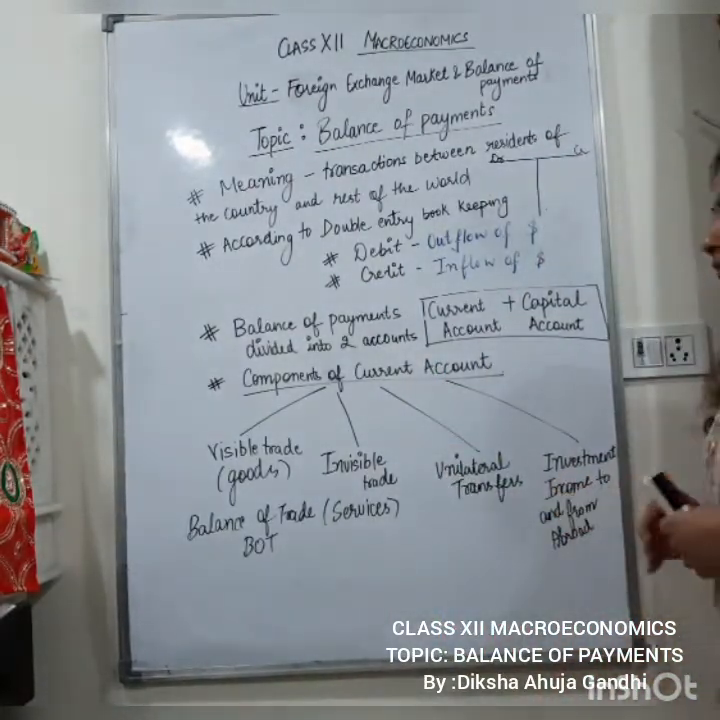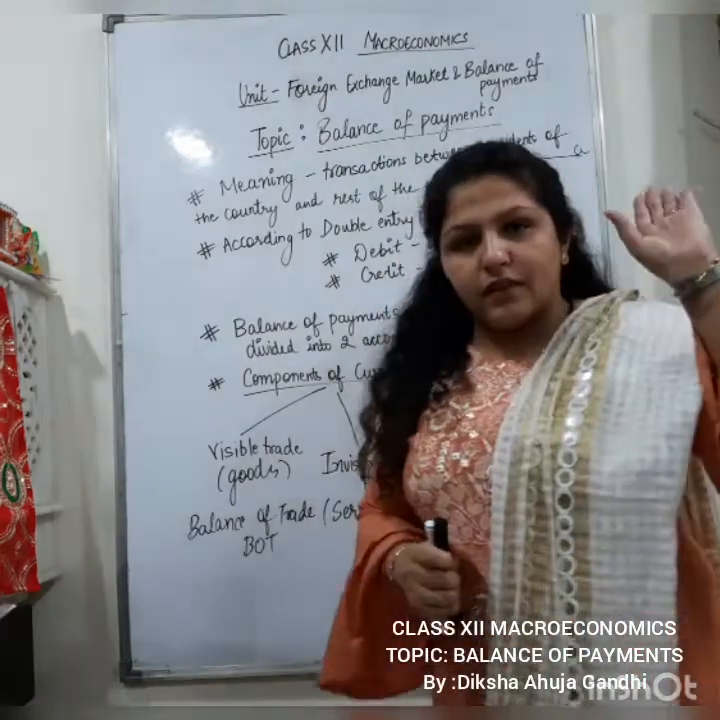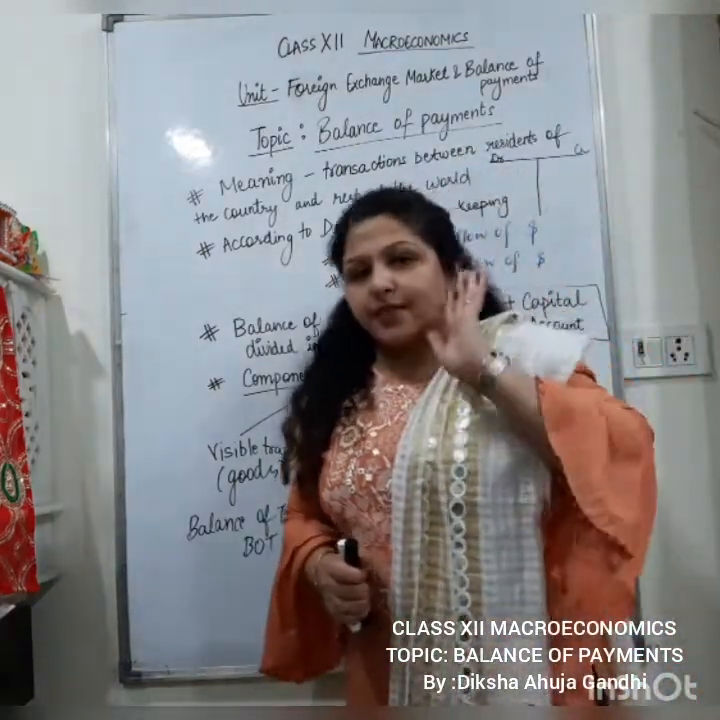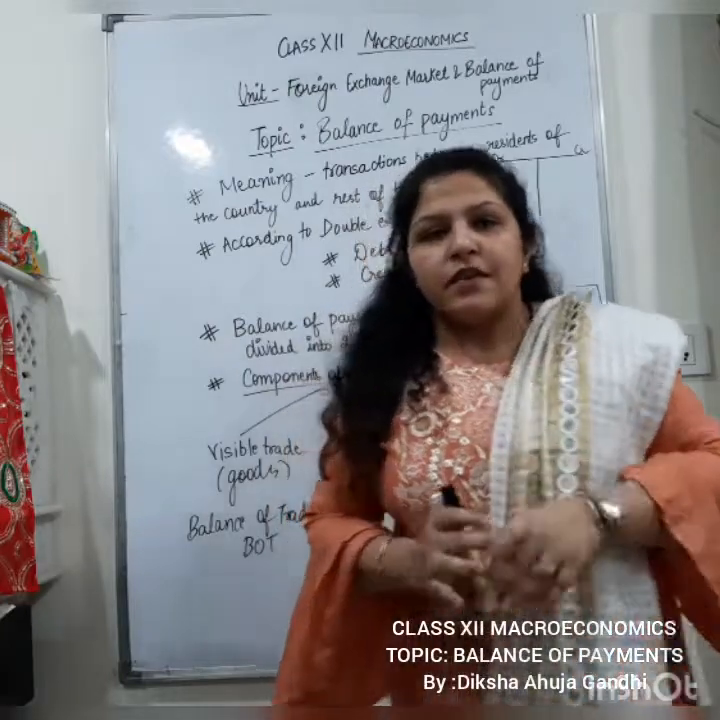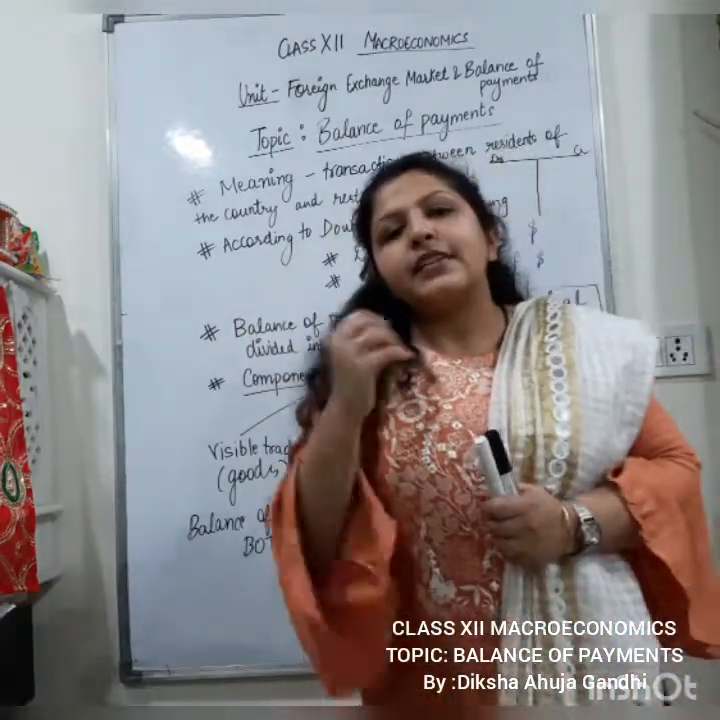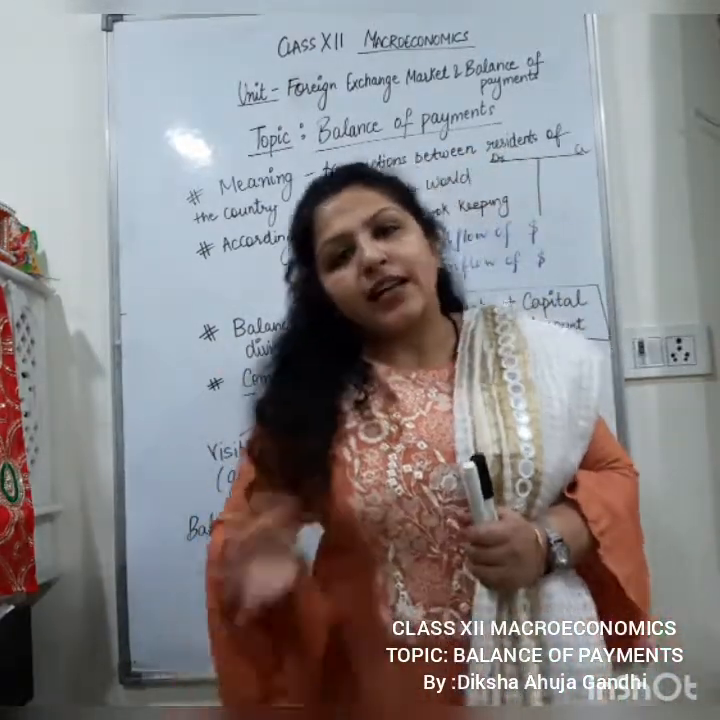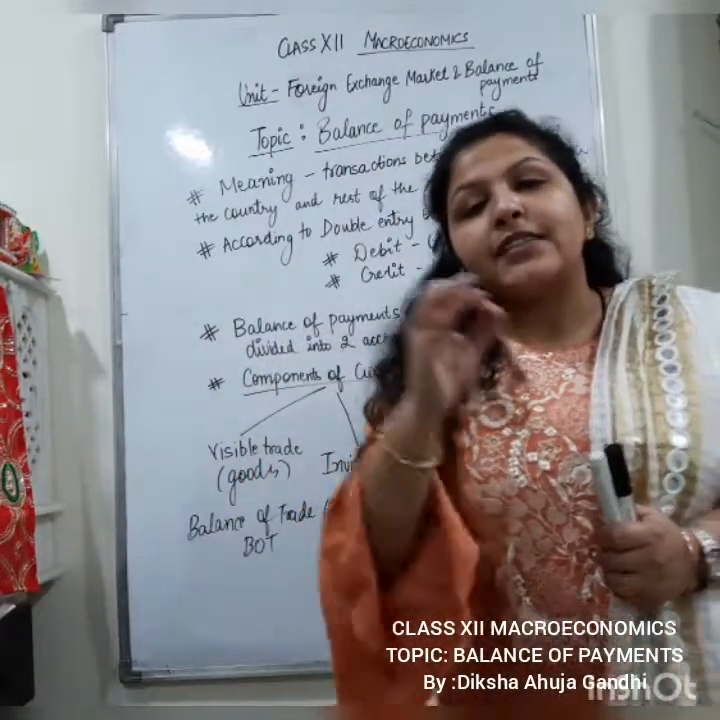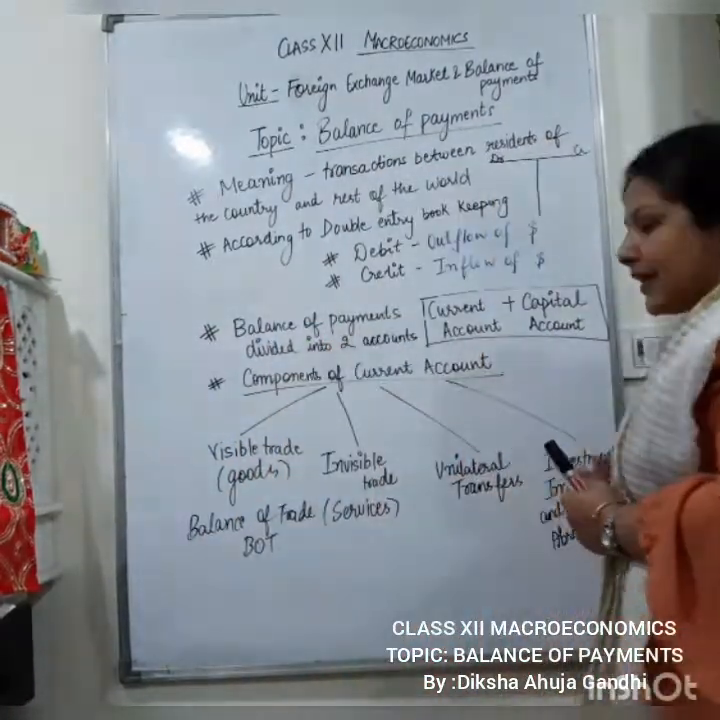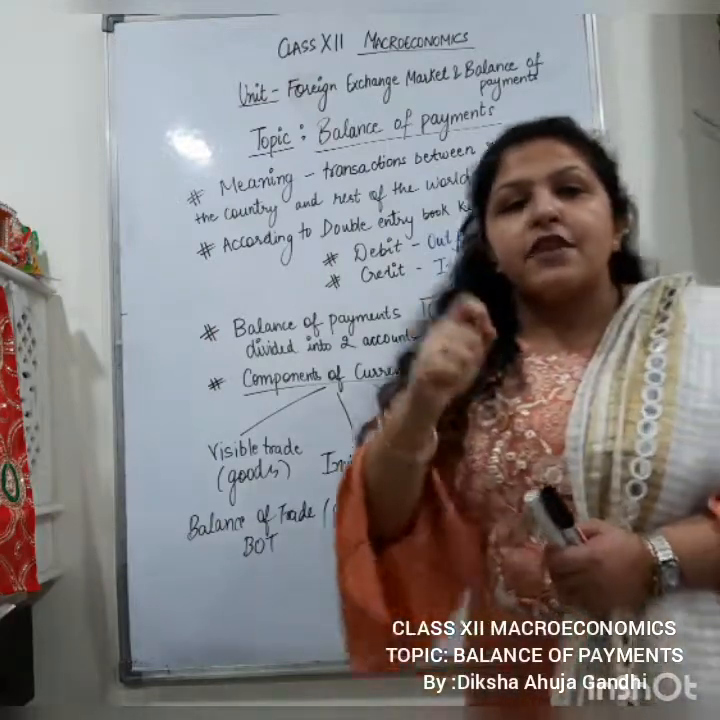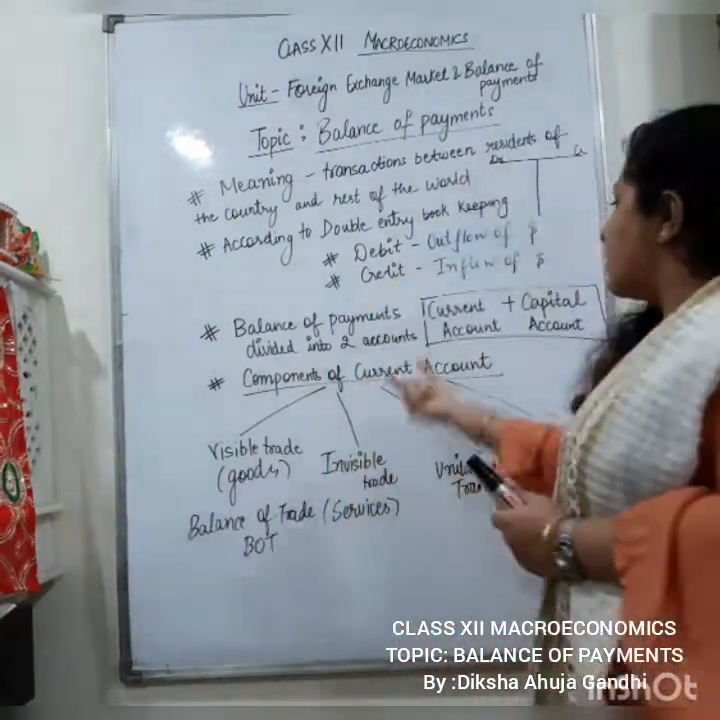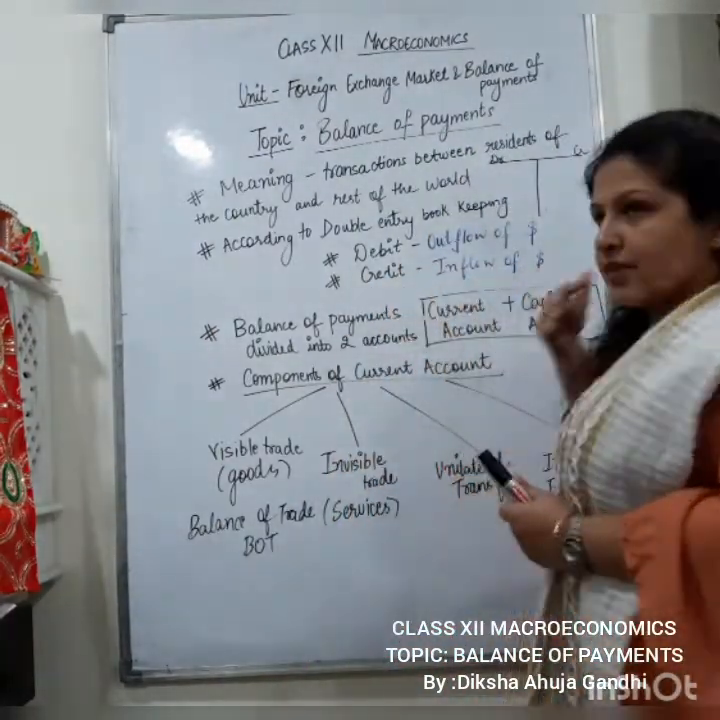Okay, investment income. We have made an investment. Let's say we have purchased an asset, a flat, and we are getting rent from there, rent received from abroad. Rent is coming to me from my flat, right? Rent received from abroad will come on which side? Rent received from abroad will come on the credit side because an inflow of dollars is taking place.